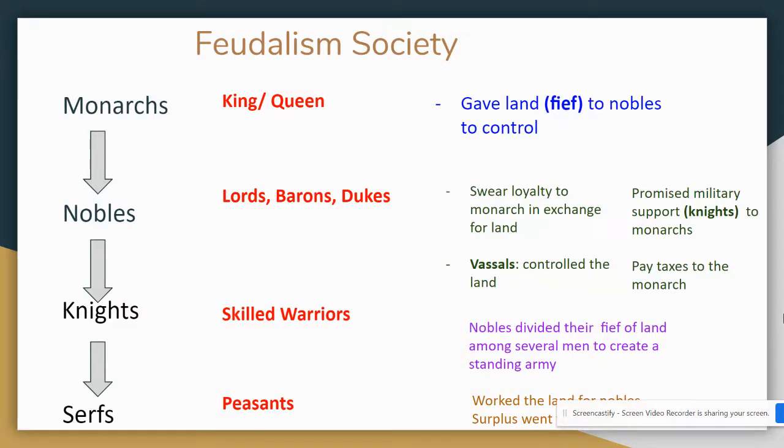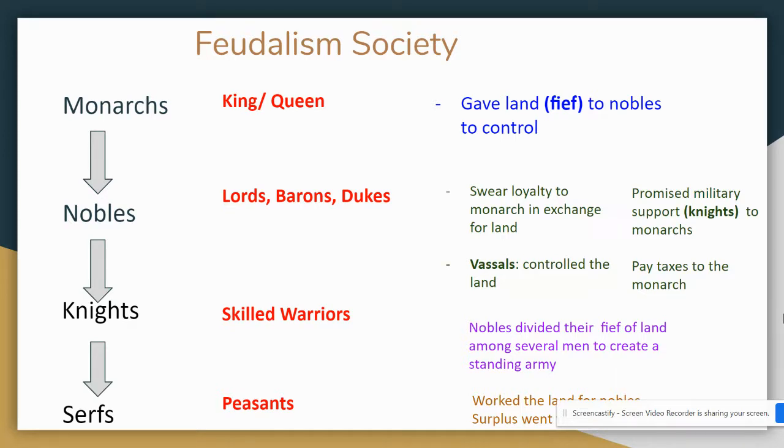Let's look on the left-hand side of this slide to see who makes it up. Typically, this would be in a larger pyramid, but for right now where we're breaking it down, I think it's good to have this larger layout to visualize everything. So we have monarchs, nobles, knights, and serfs.